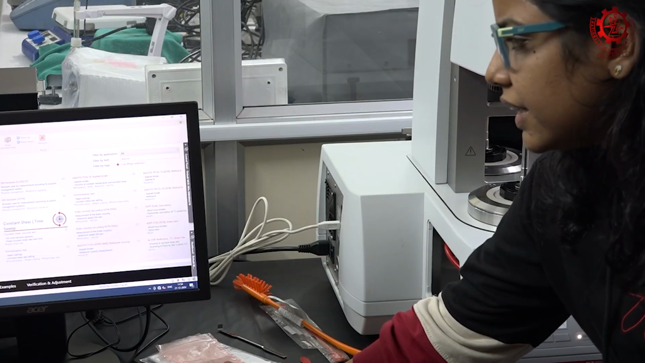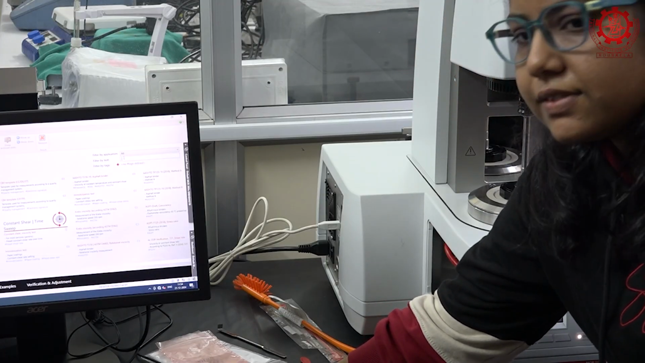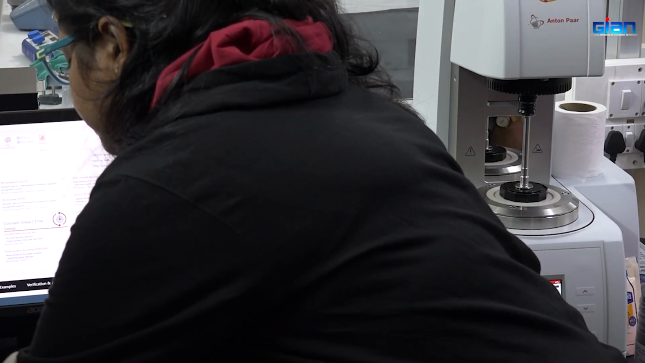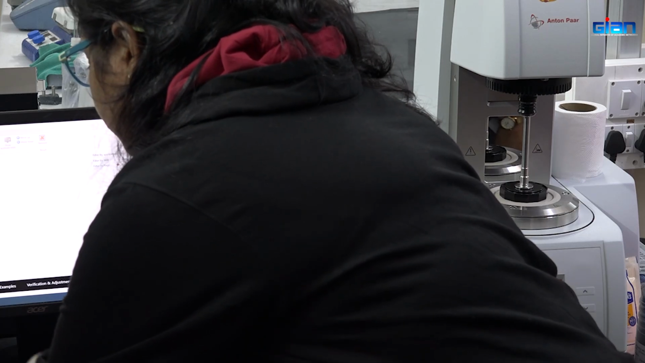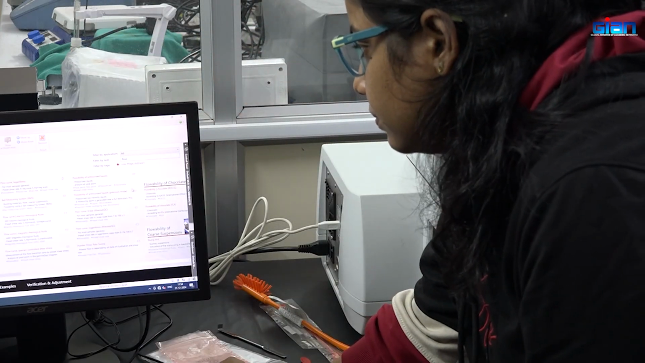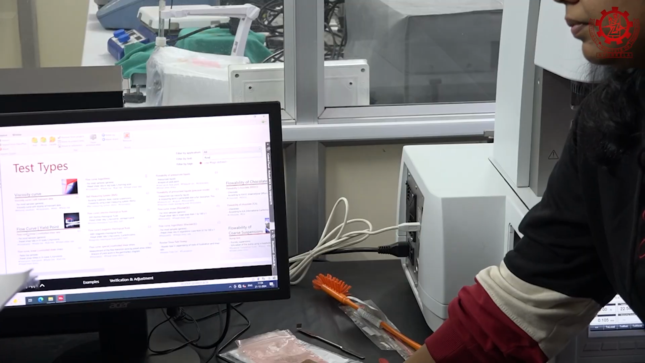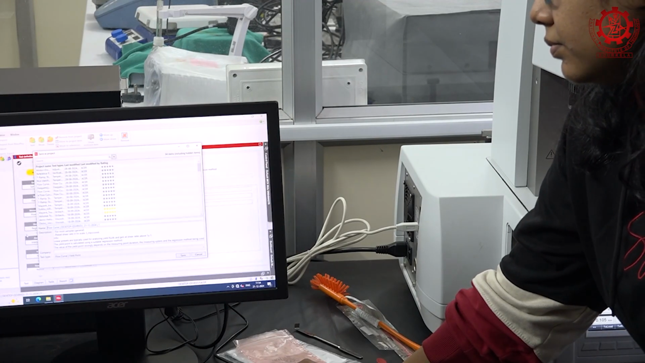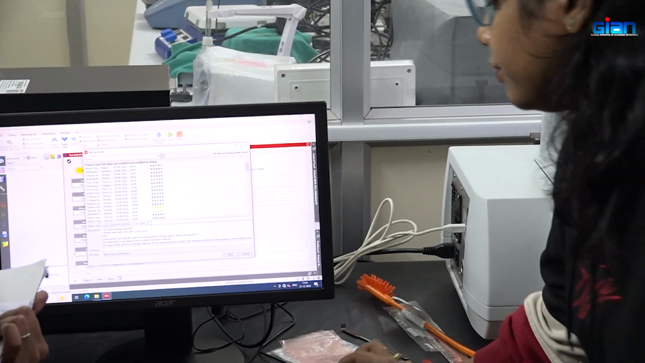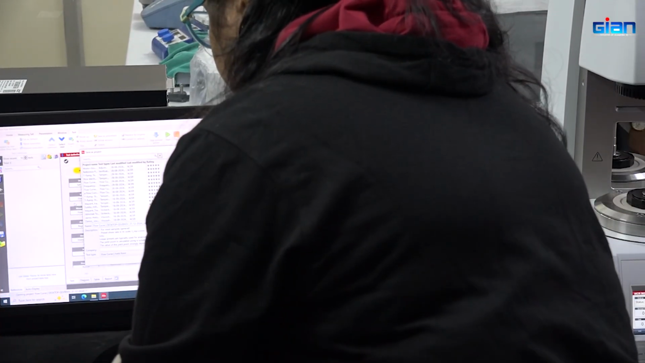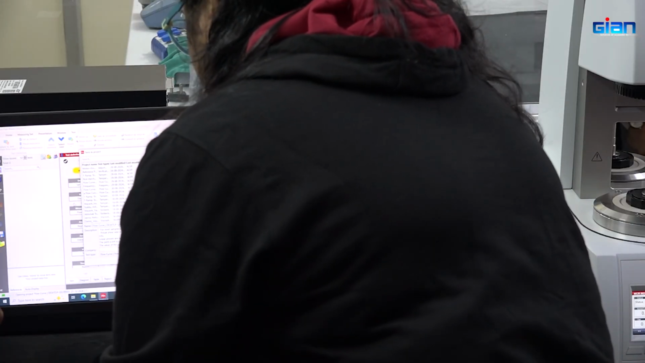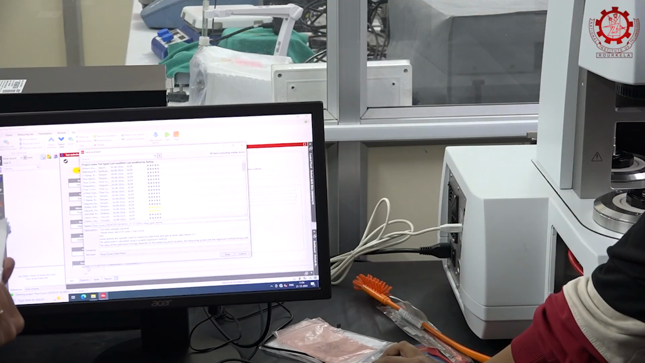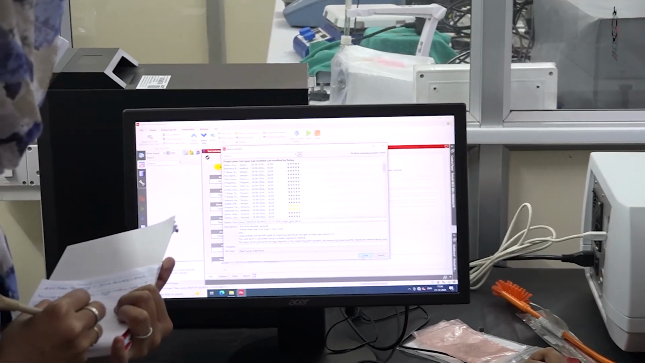So here are the different tests which we can perform. As we are going to do the static rheology, it is a linear flow curve. So we'll select the test. I just saved it with a name. We need to save the project first.